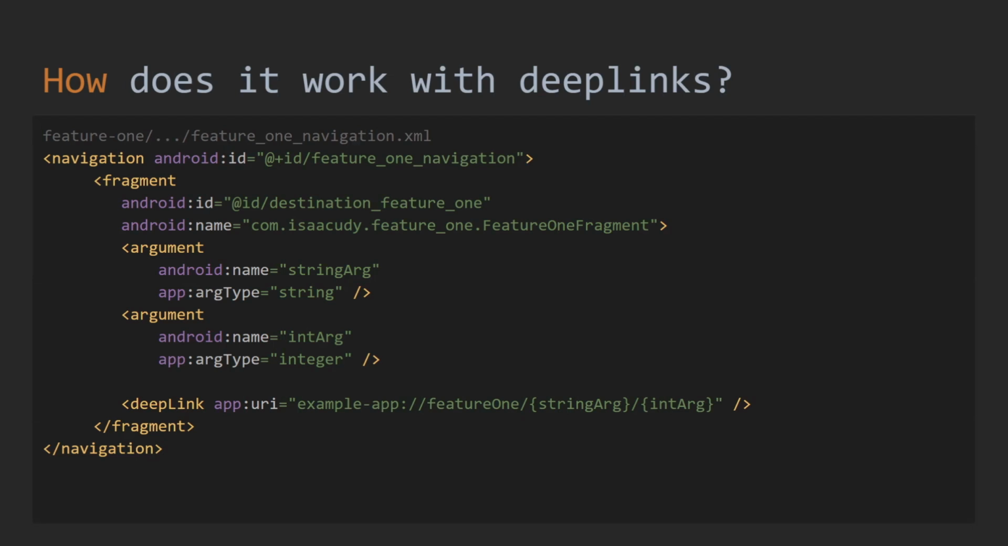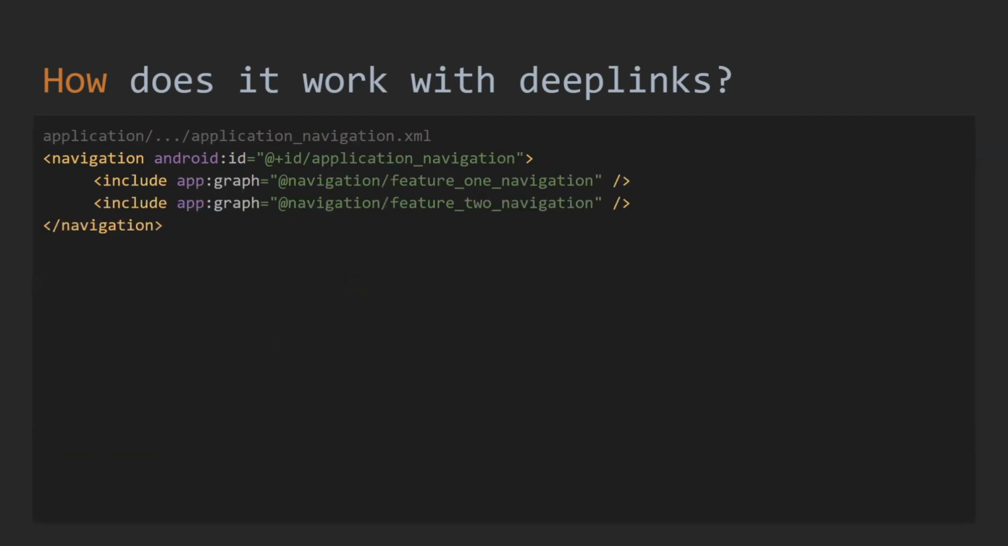Once we've got this navigation graph, and we've got a similar one for our feature 2 and Feature2Fragment, we can define a navigation graph in our application module. And that's going to look a little bit like this.